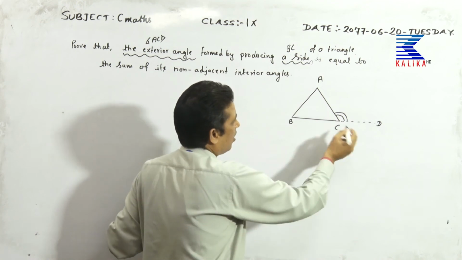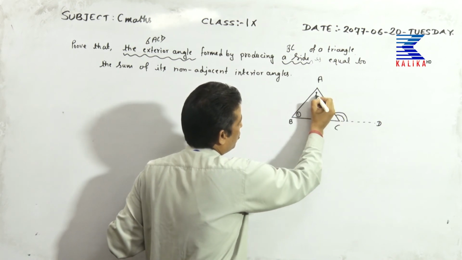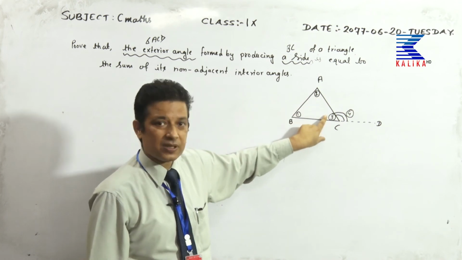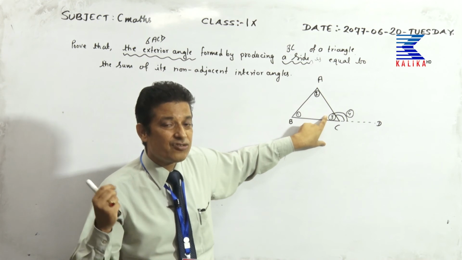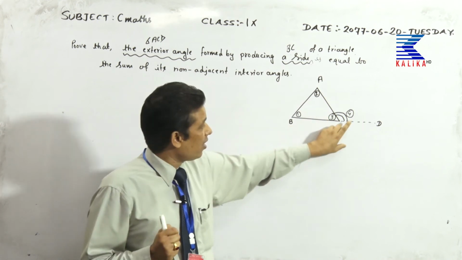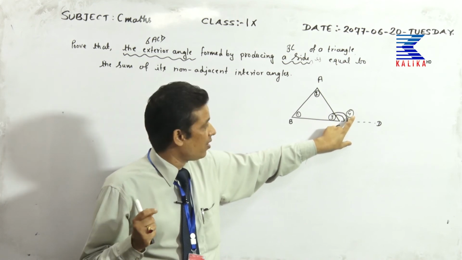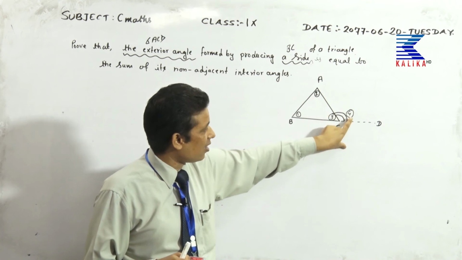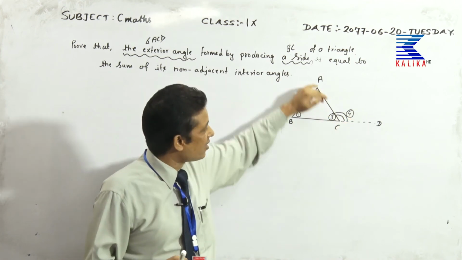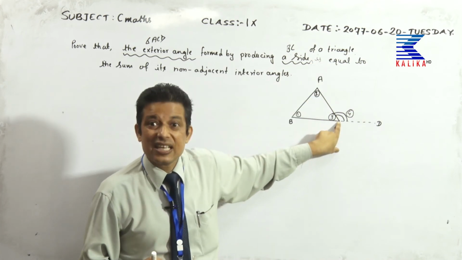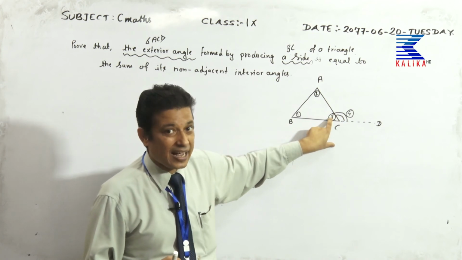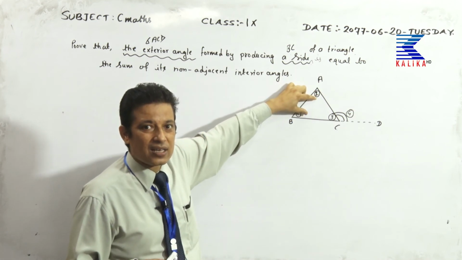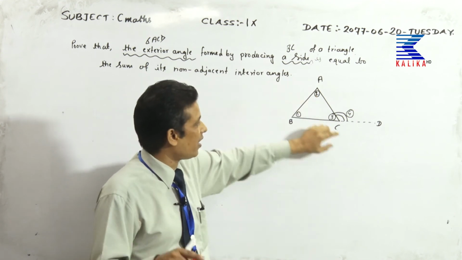Let me write angle number 1, angle number 2, angle number 3, angle number 4. These angles 1, 2, 3 are the interior angles of this triangle ABC. If we talk about the exterior angle, angle 4, it is adjacent to angle 3. Angle 3 and angle 4 are adjacent angles because they share one arm AC and have the same vertex C. So these two are adjacent angles, and which two angles are non-adjacent to 4? Angle 2 and angle 1. These two angles are non-adjacent to angle 4.